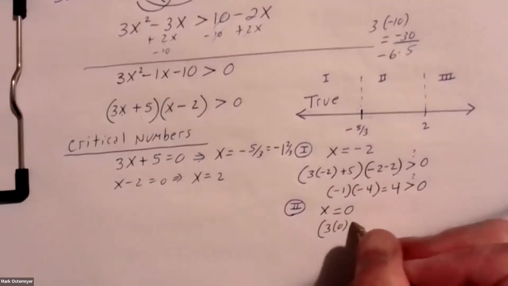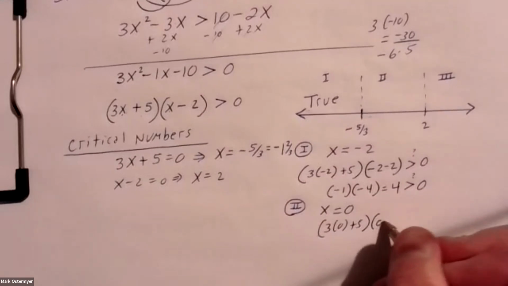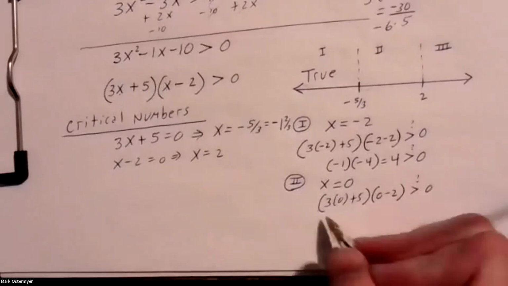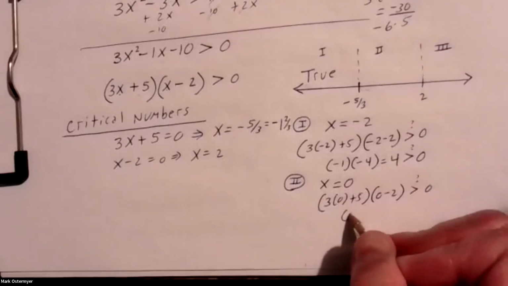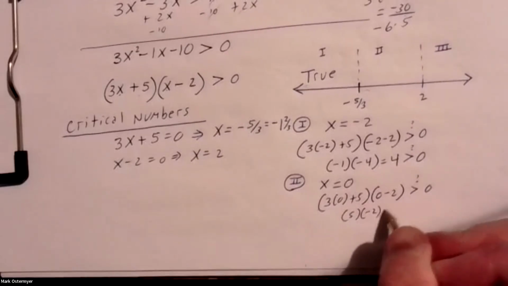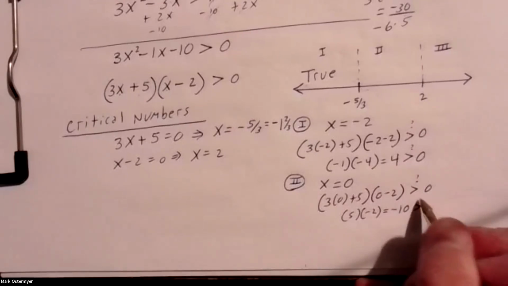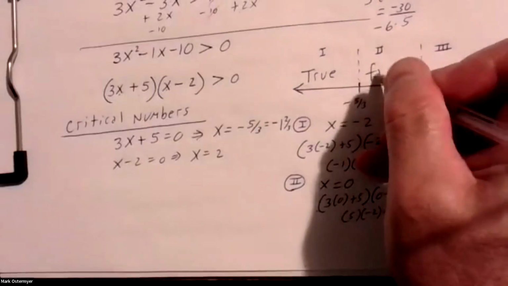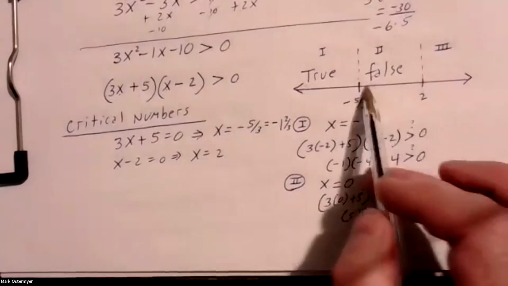Is 3 times 0 plus 5 times 0 minus 2 greater than 0? True or false? Well, this is 5 and this is -2. Is 5 times -2, which is -10, greater than 0? Is -10 greater than 0? False. No solutions are going to come from this middle interval.